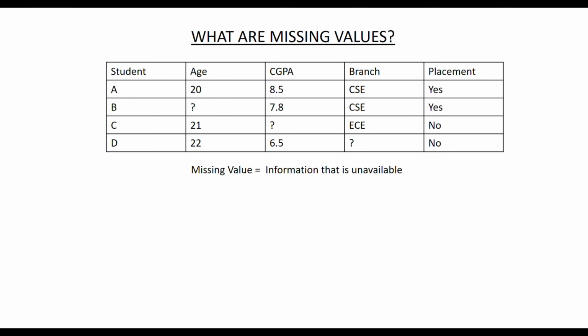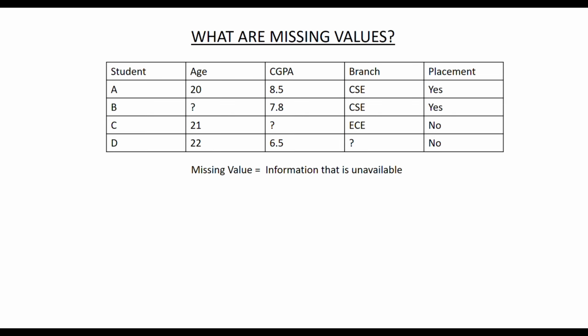Now let's know what are missing values. Let's first understand what a missing value actually means. Consider this simple student datasheet. We have information about 4 students, including their age, CGPA, branch and placement status. But notice something. For student B, the age is missing. For student C, the CGPA is missing. And for student D, the branch is missing. These are called missing values because the actual information is unavailable.